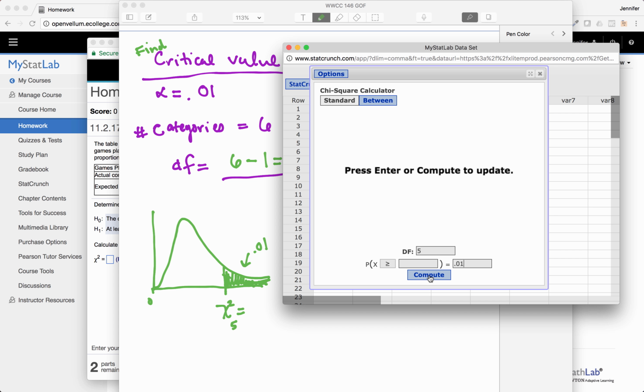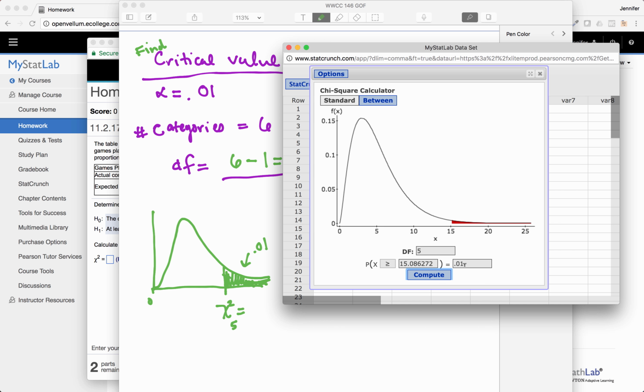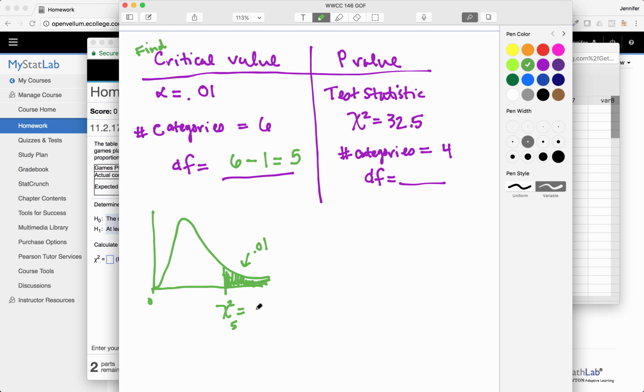So let's push compute. And here we go. So our nice right skewed chi-square distribution. This red area is our 1%. And then this cutoff is a little bit over 15. So the critical value is 15 point, let's say, 086. 15.086.